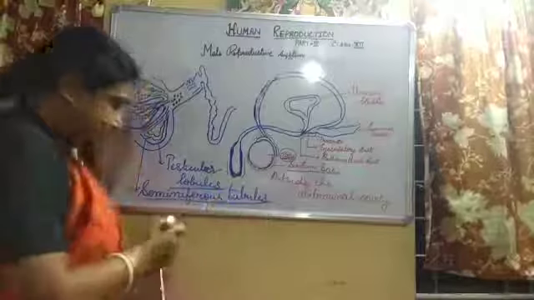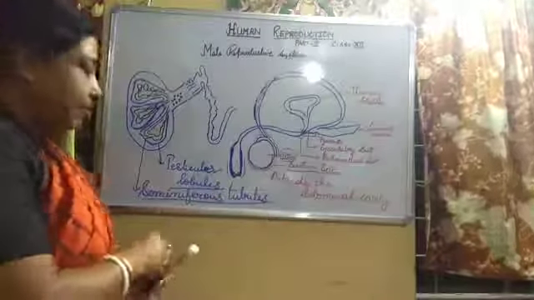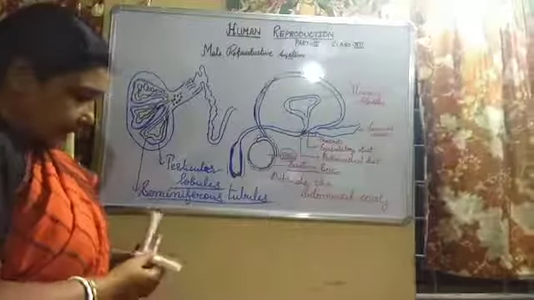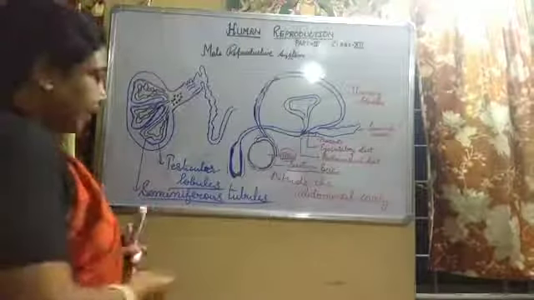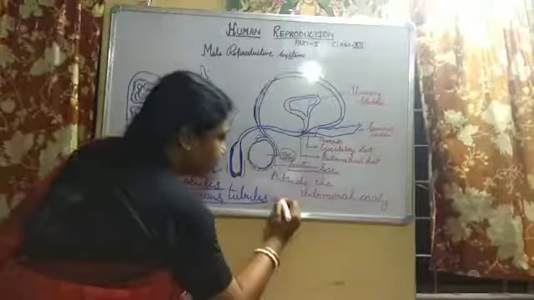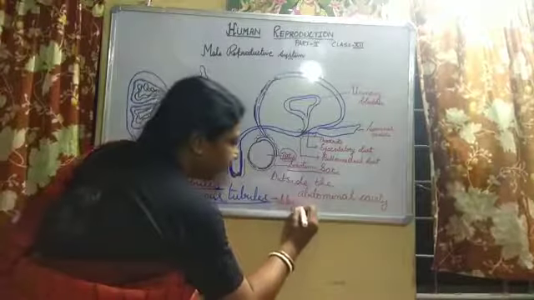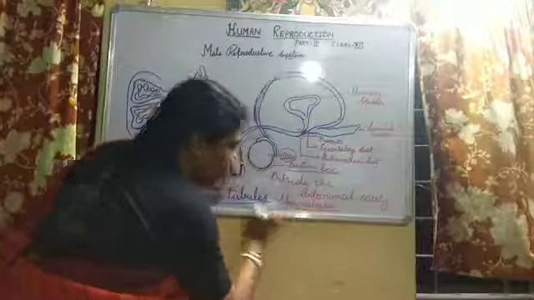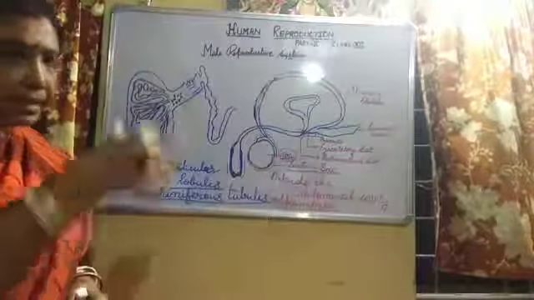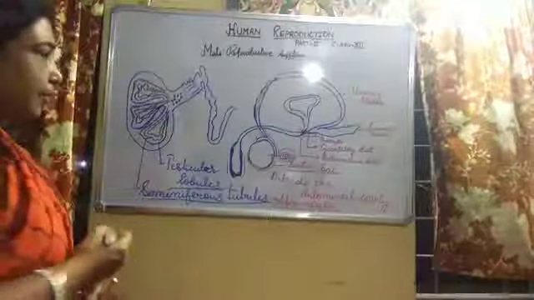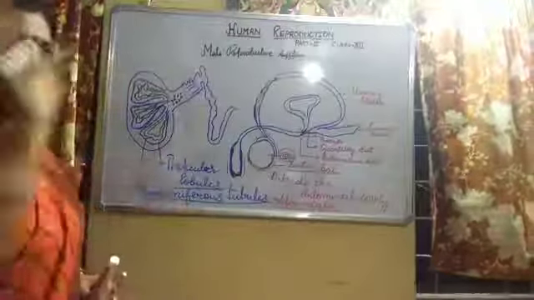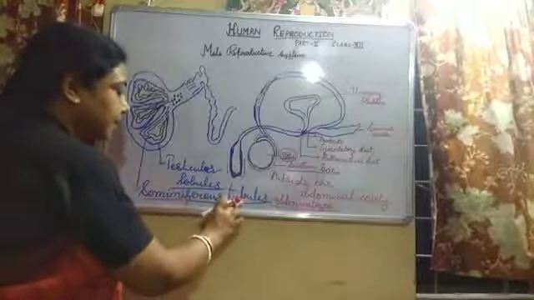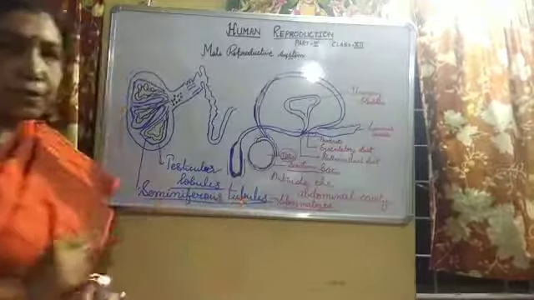And seminiferous tubule is the site, children. Always remember, this is the site in the testis where spermatozoa are produced. Ultimately they will get transformed into spermatids and sperms. We will go into it afterwards. But this is the site, seminiferous tubules, where the spermatozoa are produced.